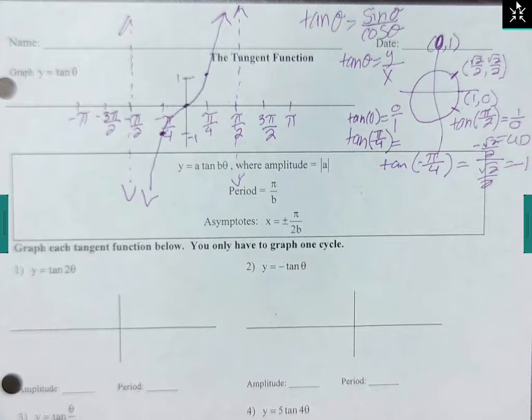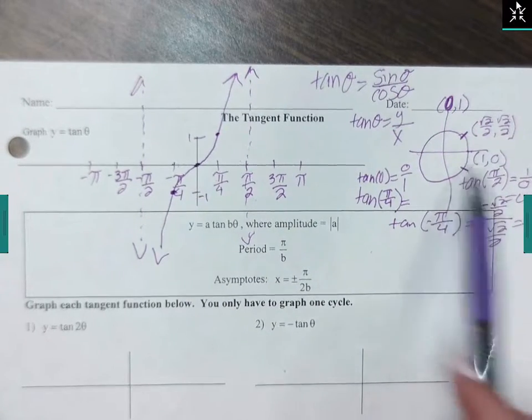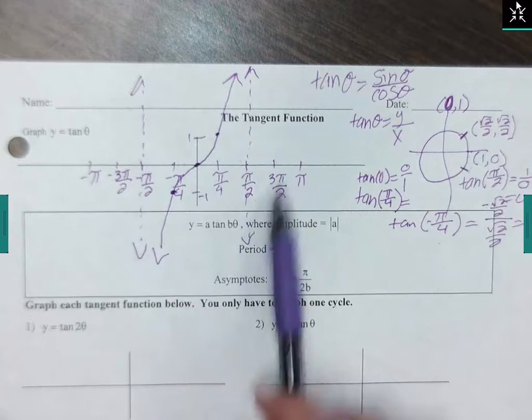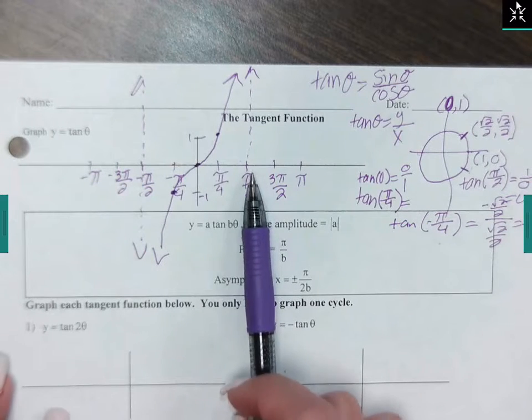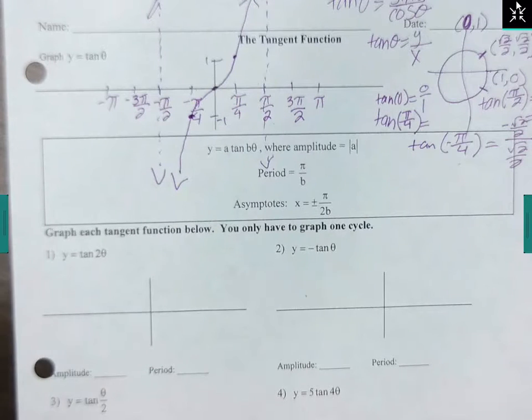Okay? All right, so this is the standard form. I just wanted to kind of show you what it looks like and how the graph of y equals the tangent of theta is related to the unit circle. Okay? Now let's actually start graphing these.